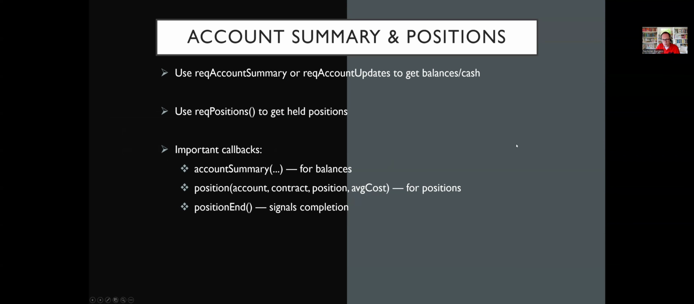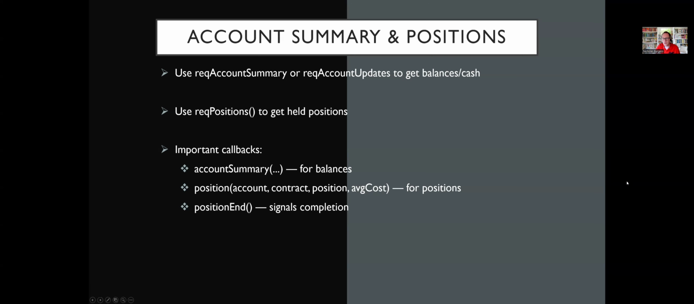The way Python is working is that we have two classes. Just to recap, we have the EClient class, which is sending requests to TWS, the Trader Workstation from IB Broker, or the IB Gateway, which will send back responses using a callback mechanism. So we listen and we wait for those responses that come back asynchronously.